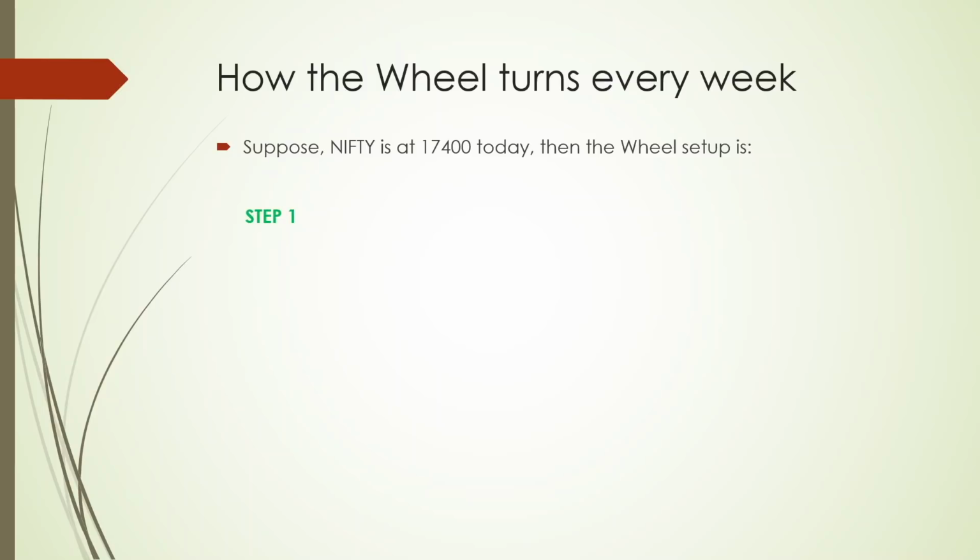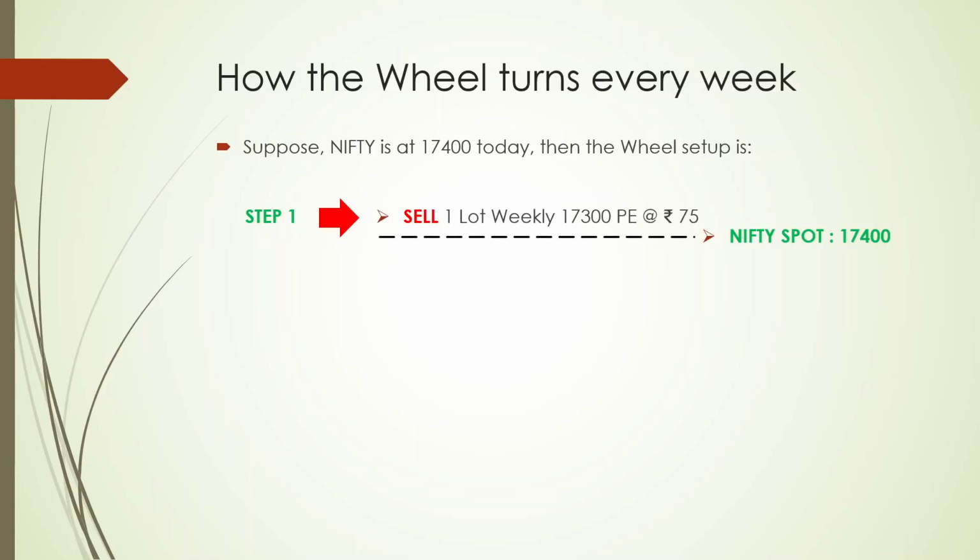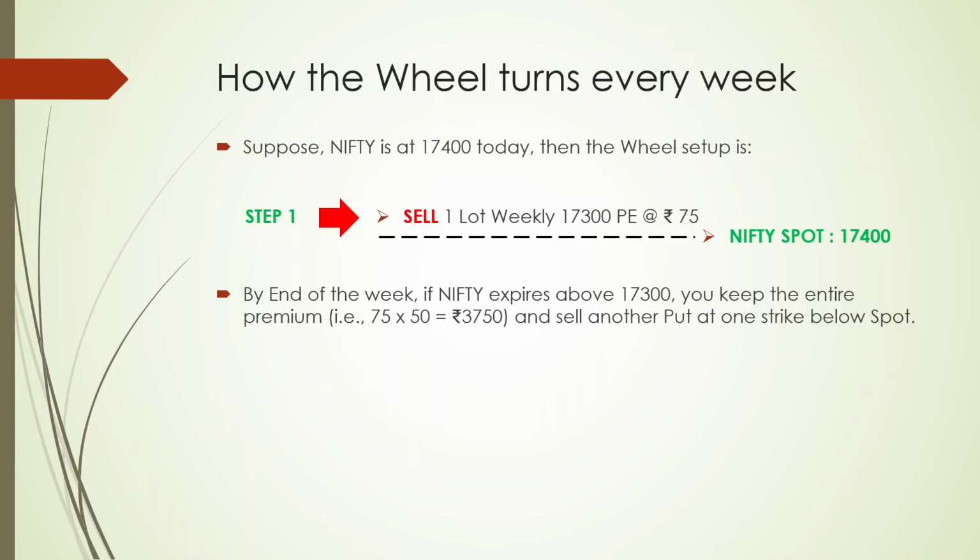So the wheel setup will be step 1. What is your step 1? You remember, sell the cash secured put. Nifty spot is at 17,400, so you go and sell 1 lot weekly out of the money, the 17,300 put at around 75 rupees. By the end of the week, if Nifty expires above 17,300, you just keep the entire premium, which is 3,750 rupees. Because Nifty lot size is 50, you collected 75 rupees, so 3,750 rupees.